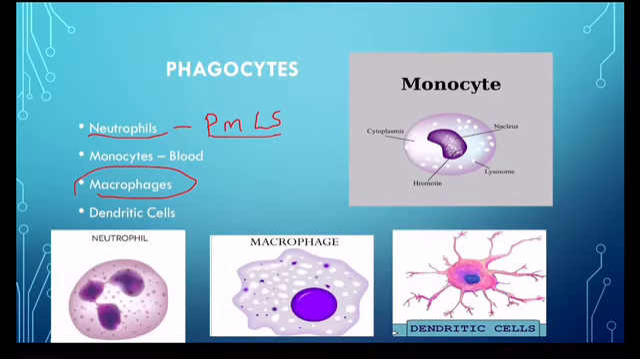All these phagocytes originate from the myeloid progenitor cells during hematopoiesis. There are two types of progenitor cells: lymphoid progenitor cells and myeloid progenitor cells. Myeloid progenitor cells give rise to red blood cells, white blood cells, platelets, etc., whereas lymphoid progenitor cells give rise to lymphocytes, that is T, B, and natural killer cells.